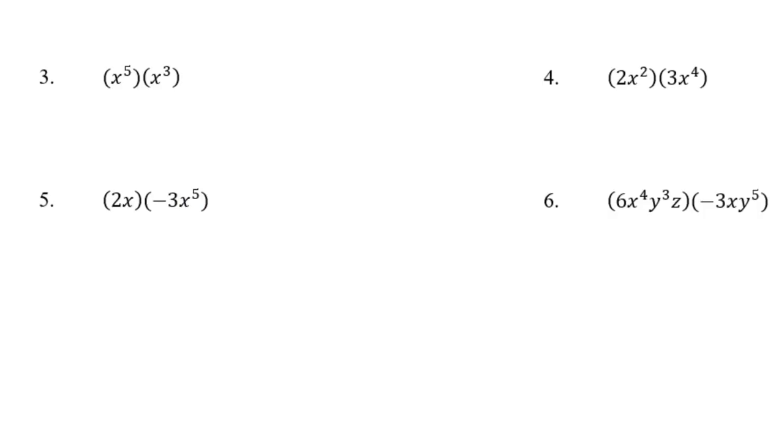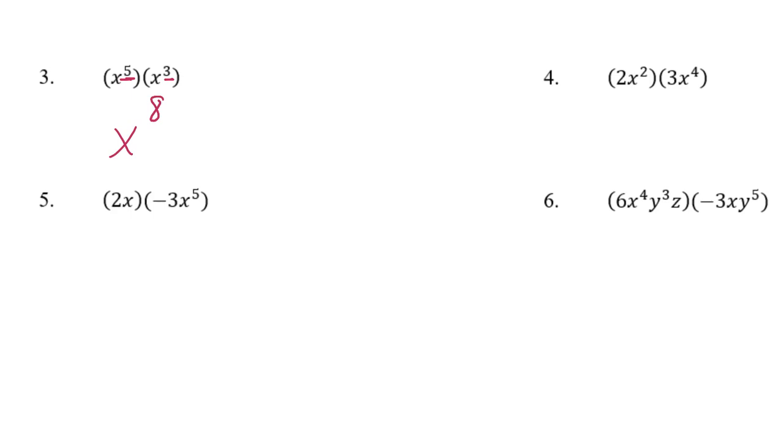So here on this first one, you'll notice we don't have any coefficients to multiply. We just have x to the fifth and x to the third, which means we have 5 x's and 3 x's. So we're going to add these exponents together. 5 plus 3 gives us x to the 8. And we can add those together because they both have bases of x.